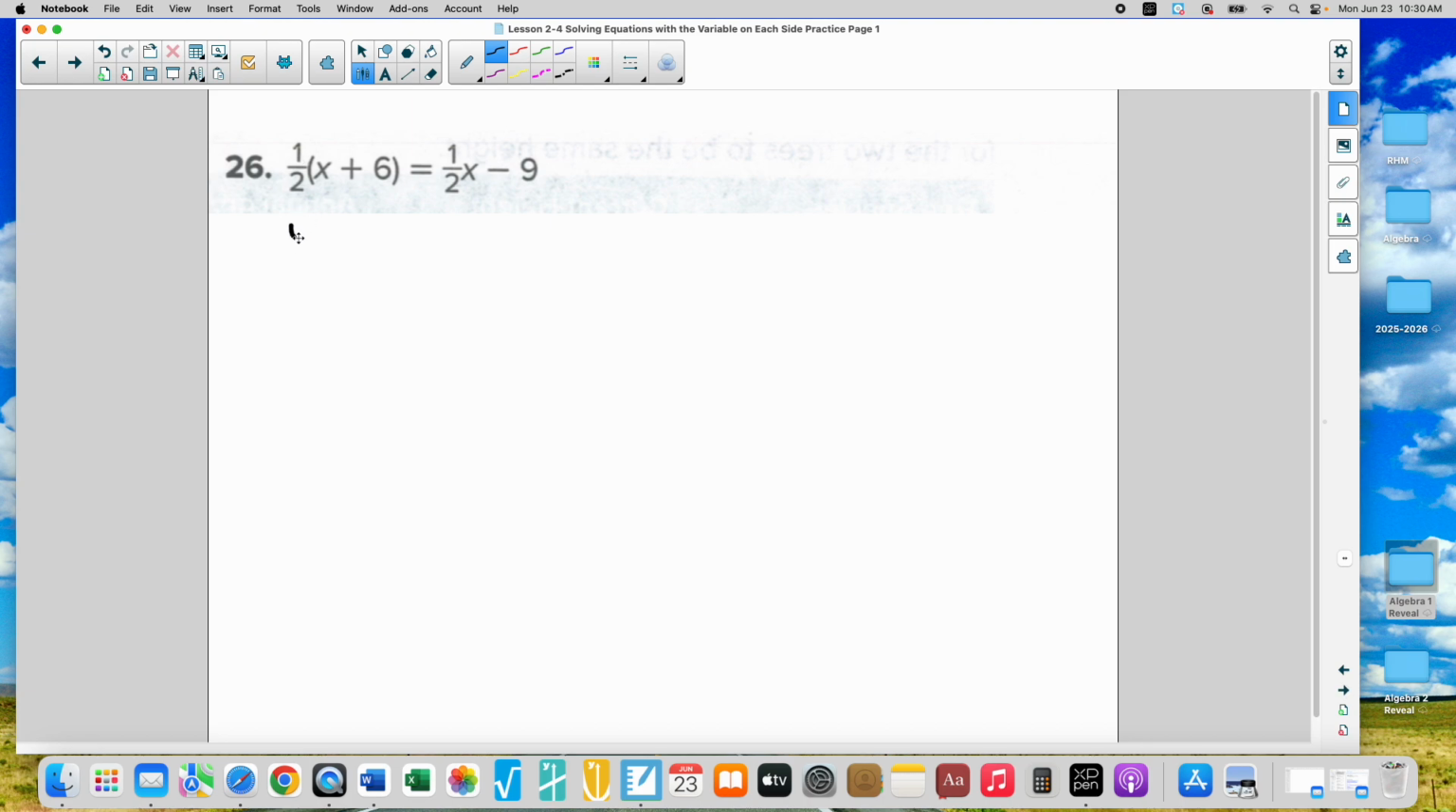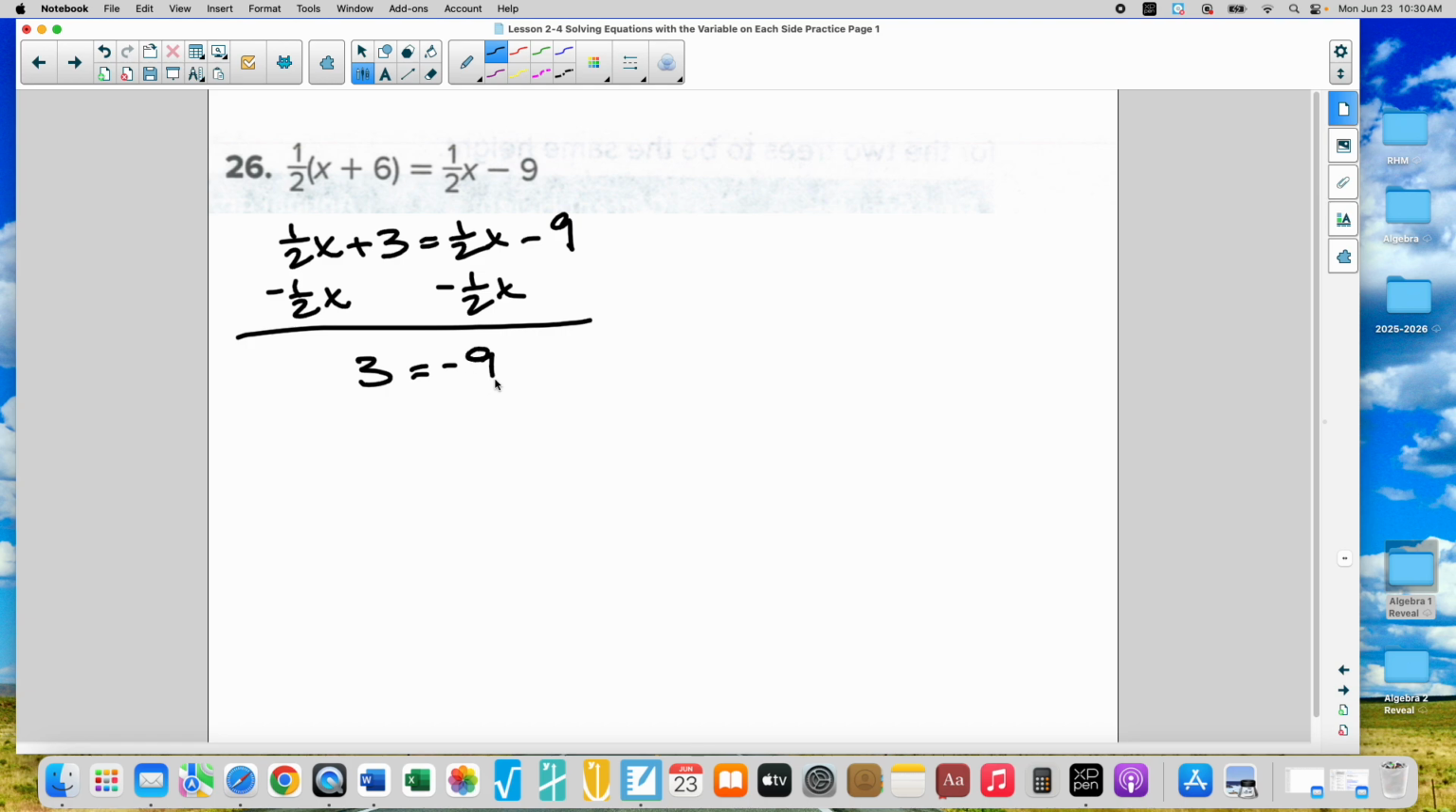So we're going to distribute. You have 1/2 x plus 3. 1/2 of 6 is 3, equals 1/2 x minus 9. So we're going to move the variable. You get 3 equals -9. The variables canceled after moving, and you end up with a false statement. So my answer is no solution.